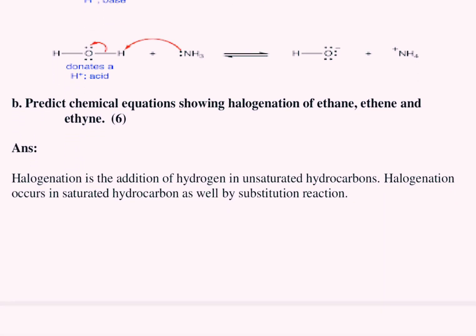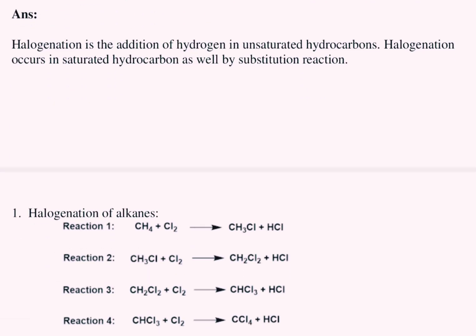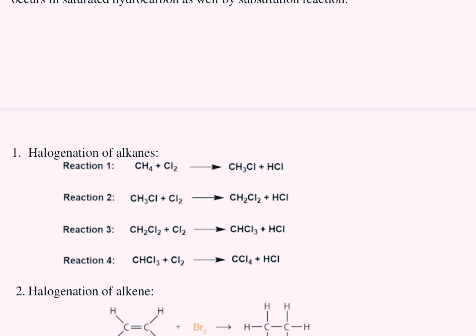Then predict chemical equations showing halogenation of ethene and ethyne. So you start from your halogen. You pick CH4. Chlorination will happen. One chlorine will be removed and it is converted into chloromethane, and hydrochloric acid is formed. And then your chloromethane reacts again with chlorine. Dichloromethane will be formed, and then trichloro, and then tetrachloro. So this is how it changes stepwise.